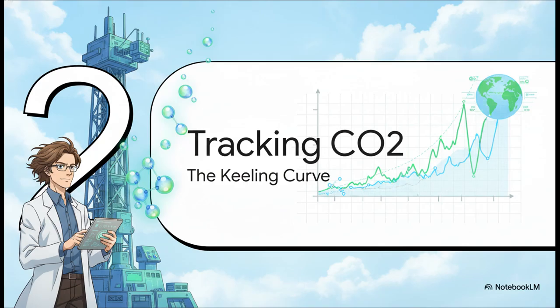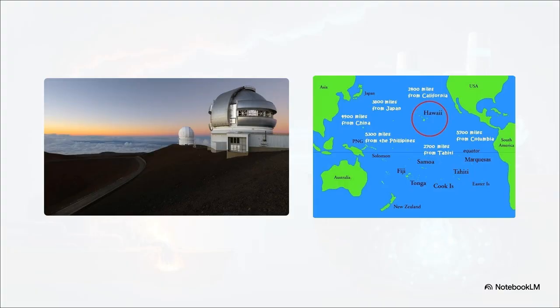Section 2. Tracking CO2 with the Keeling Curve. Now, to defeat any threat, you first have to track its power level, right? Which brings us to Charles Keeling and his monumental geographical discovery. Back in 1958, Keeling set up his base of operations at the Mauna Loa Observatory in Hawaii. You might be wondering why Hawaii? Well, notice its location on the map.